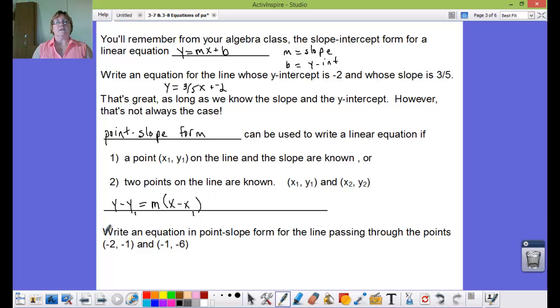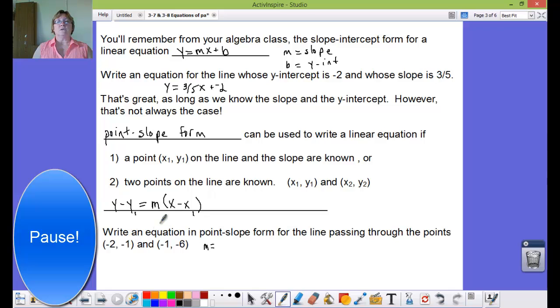Here, our next activity asks us to write an equation in point slope form for the line that goes through these 2 points. In order for us to do that, we're going to have to find a slope and then use the slope and the coordinates of one of the points. I'm going to ask you to stop the video and do that for me now.